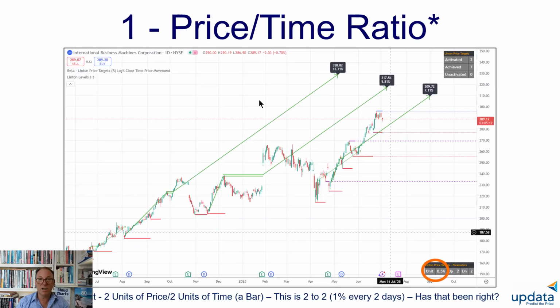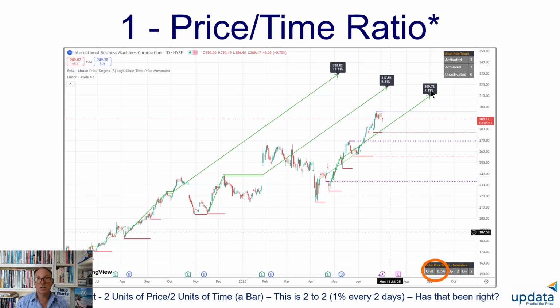It's the simplest and it's the preferred method, but let's have a quick look. So time ratio is really quite simple. It draws the targets on. Your default is 2 to 1. So here we are literally seeing 1% every 2 days, because 0.5% is the unit size. So that's 1% every 2 days. So 2 to 1 is what we use, and we can see straight away on this chart of IBM, the target was given here, back there, but it was still not reached. This one's still not reached, and this one's still not reached.